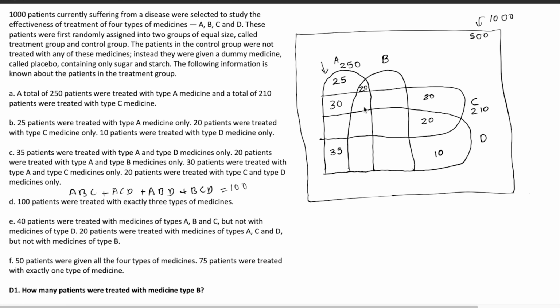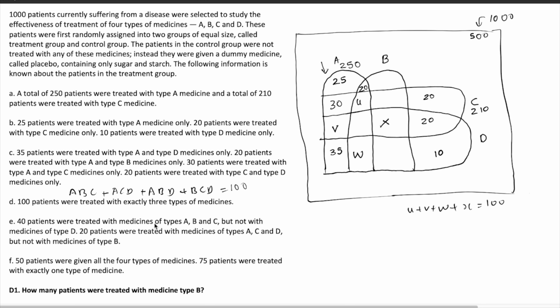So let me mark these 4 partitions in the diagram. A, B, C only will be this one, so I will name it U. Next is A, C, D. A, C and D only will be this one, so I will name it V. A, B and D only will be this one, W. B, C and D is this partition. I name it X. So I will note it down here: U plus V plus W plus X is equal to 100.